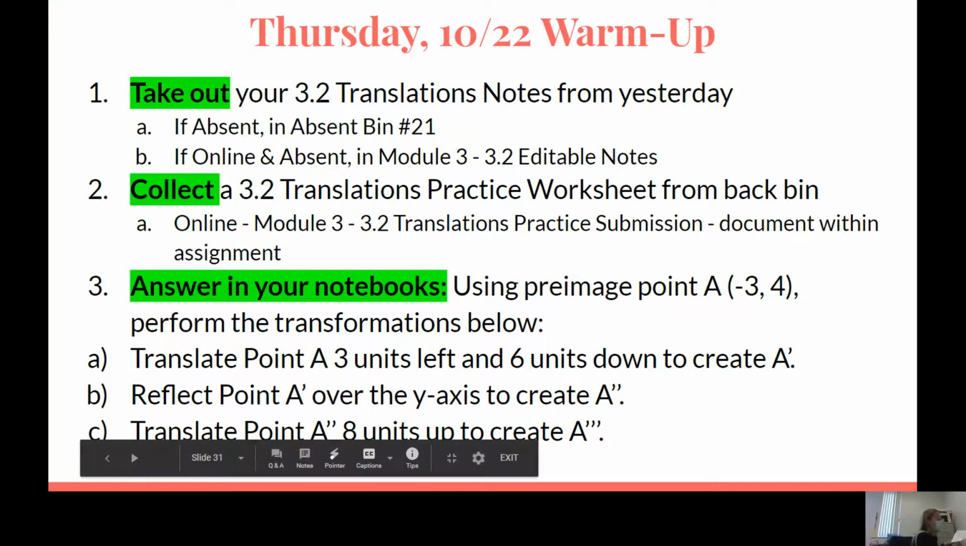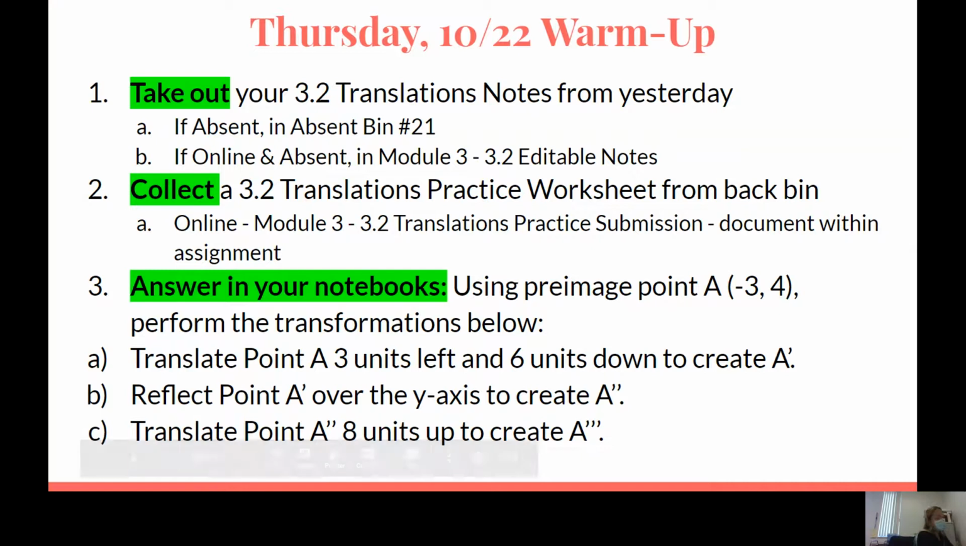All right, let's take a look at that warm-up question. It says, using image point A, that is (-3, 4), perform the transformations below. You're going to translate it, and then once you get that new number, you're going to reflect it. And then once you get that new number, you're going to translate it again. So you're using your answers to push you to the next one. You have to get the first one right, otherwise all your other ones are going to be wrong.